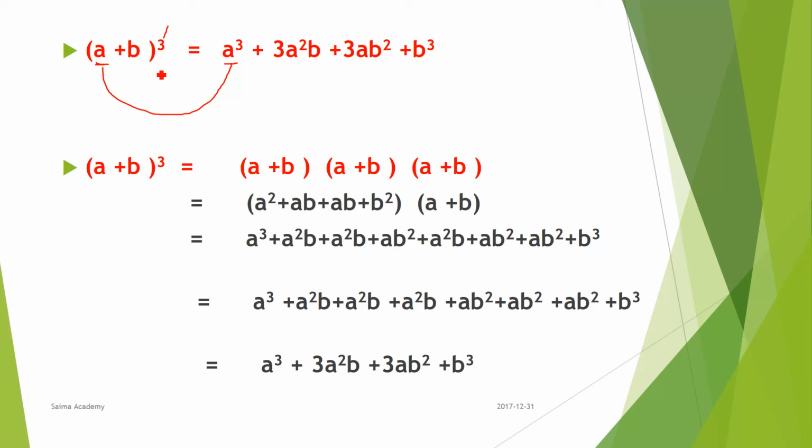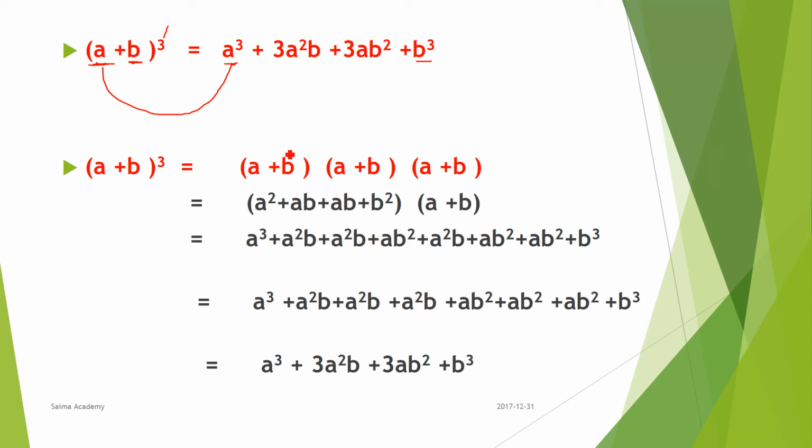So you have to memorize this: (a plus b) whole cube is equal to this. The easiest way to memorize is that first you make the cube of the first one, whatever is here, we have a, so a cube, and the cube of the last one, which is b, so b cube. In the center you write plus 3 and make the square of the first one, a square b, plus 3, then make the square of the second one, ab square. The cube of the first one, the cube of the last one, and in the center plus 3, the square of the first one and b as it is, 3a square b, plus 3ab square.